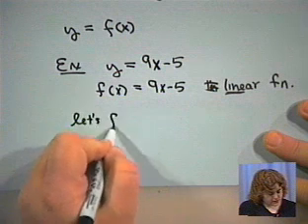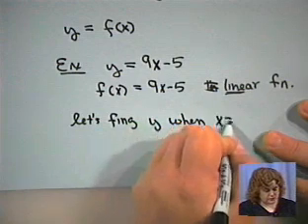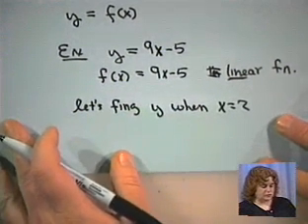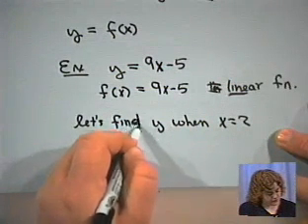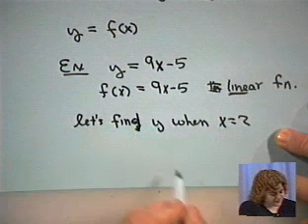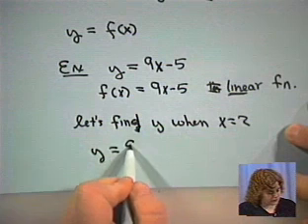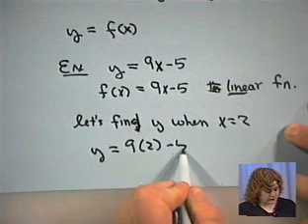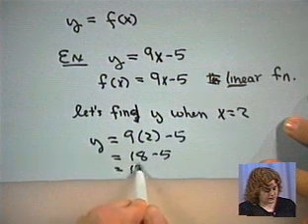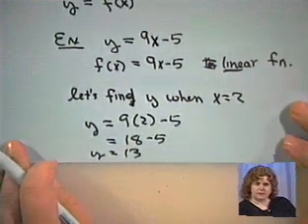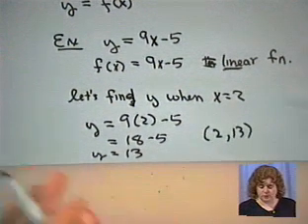So let's find y when x is equal to 2. If I go to my old friend, y equals 9x minus 5, I'd say, okay, find y, and I would just plug in a 2 everywhere I see an x. 9 times 2 minus 5, well, last time I checked, that was 18 minus 5, and y is equal to 13. What that means is I have the ordered pair 2, 13, and I can graph it if I want. I'm not going to.